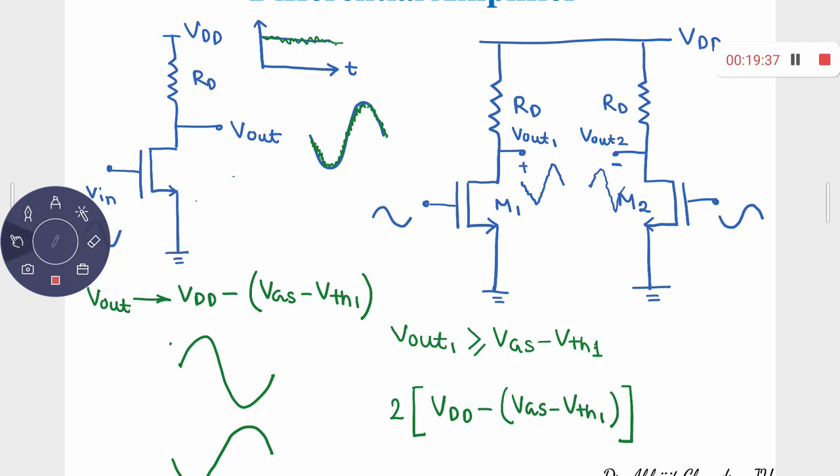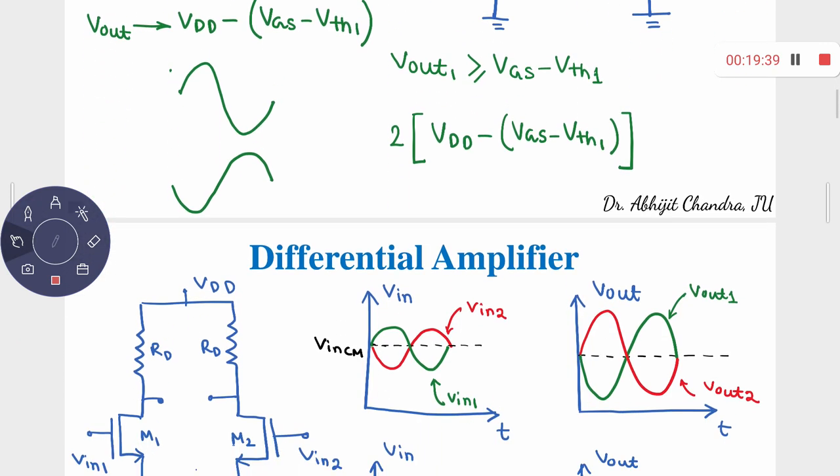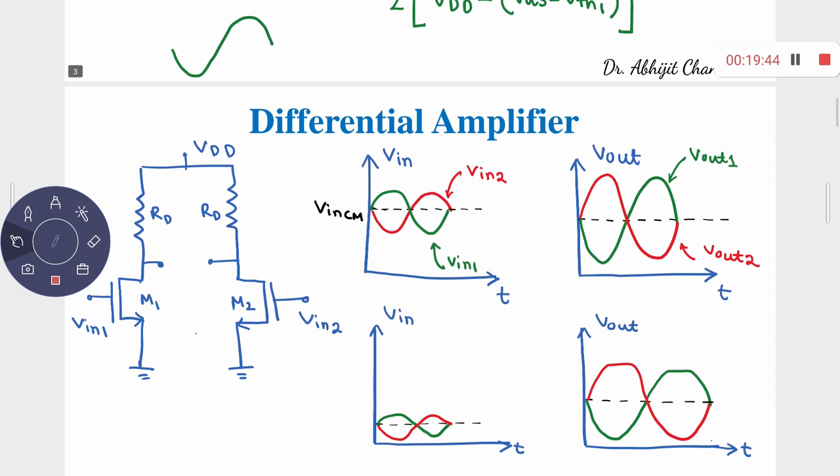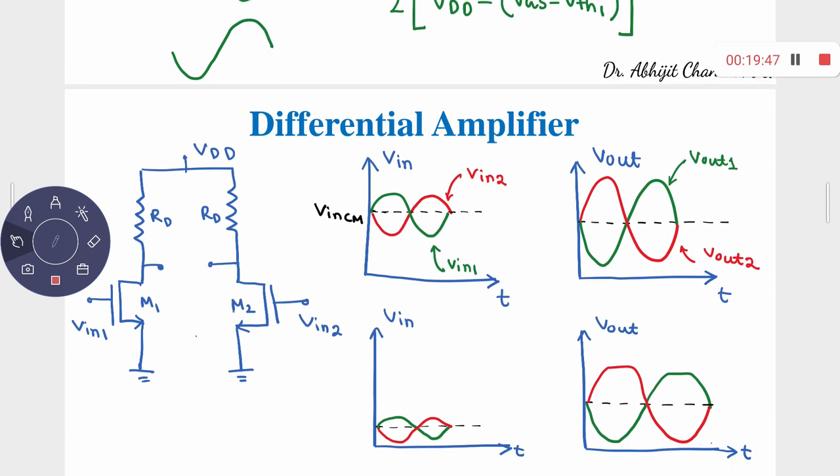Anyway, we have discussed this one over there. Okay, so this fundamental differential amplifier has one drain resistance on each side, the same resistance RD on both sides, and the source is grounded. The simplistic common source amplifier.